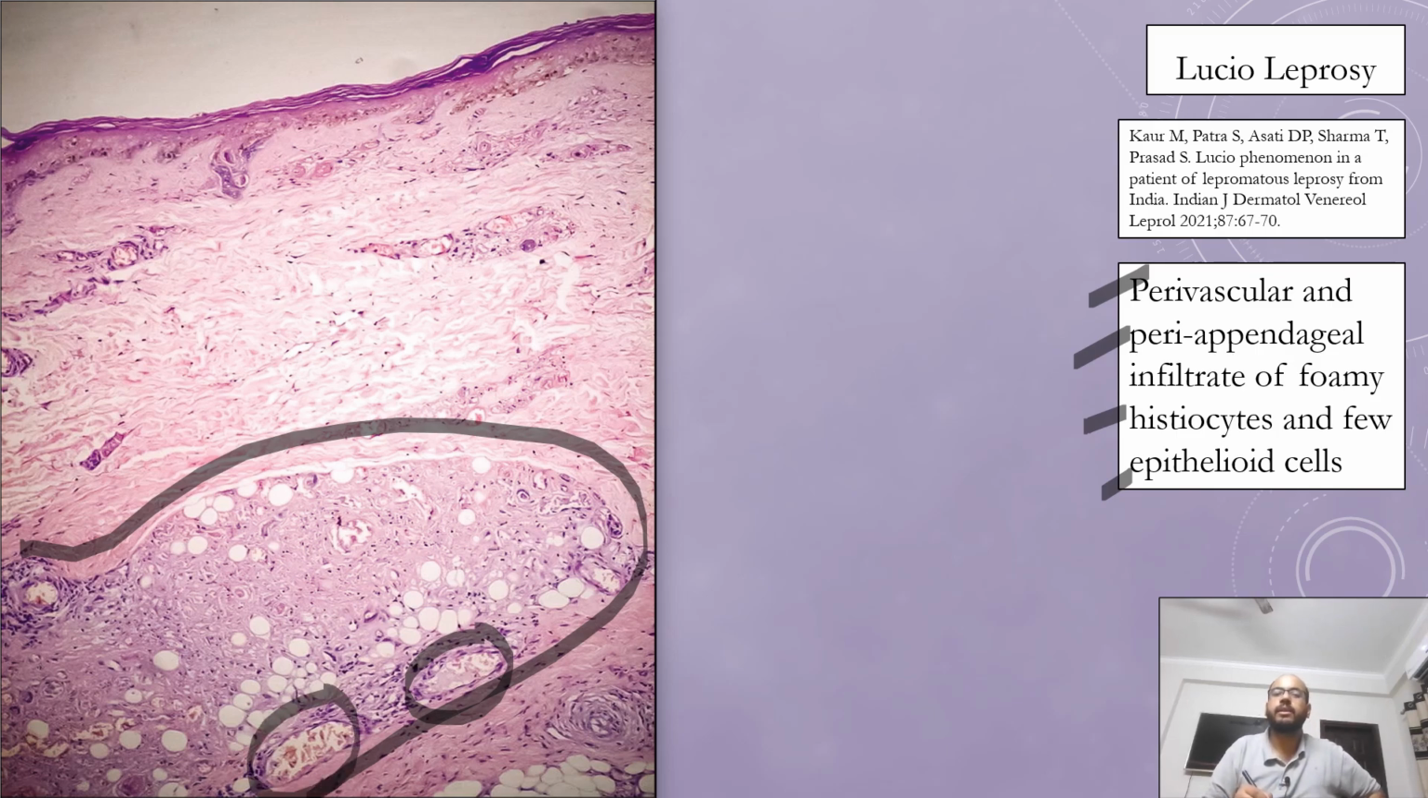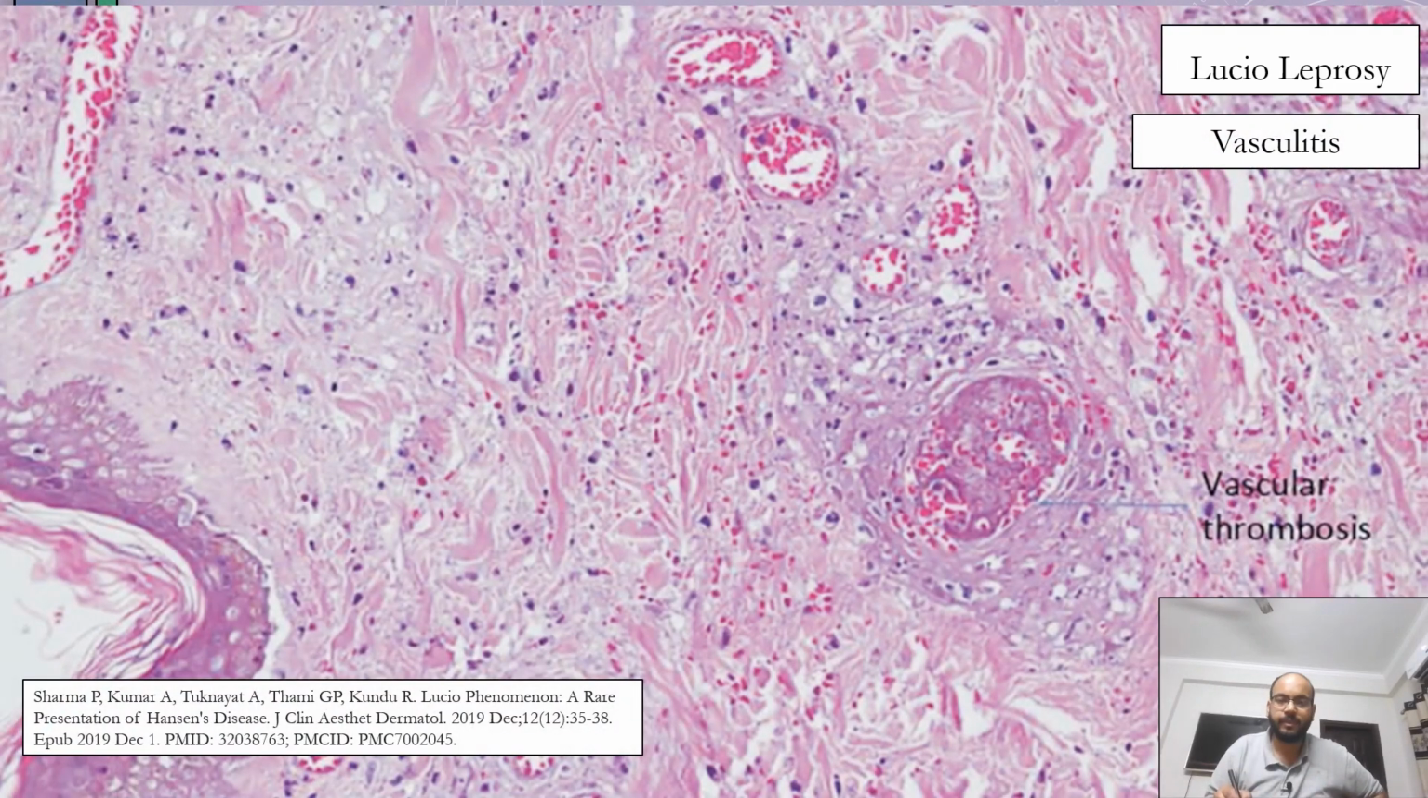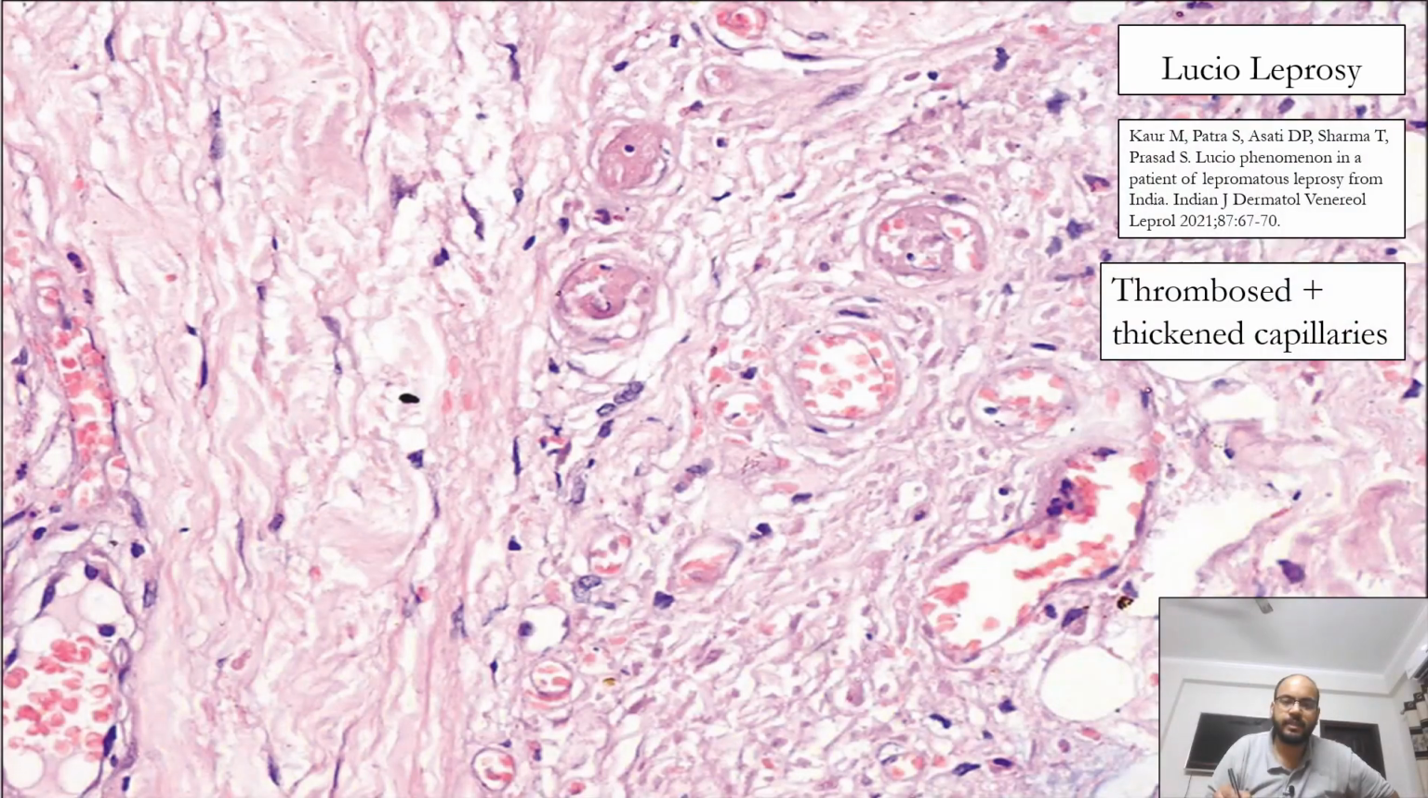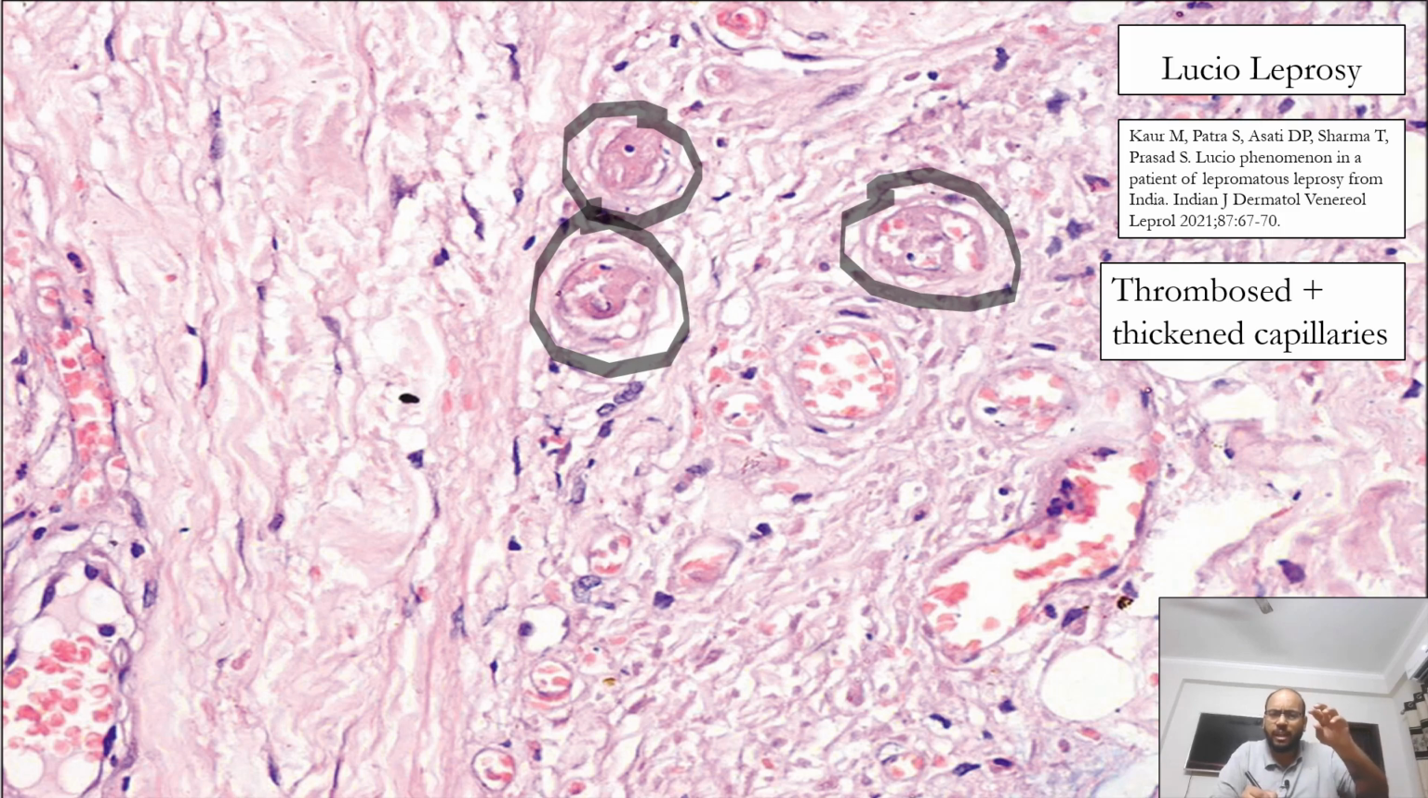Okay, so this is Lucio leprosy. Again, look at this vascular thrombosis. Look, the entire vessel has been blocked by a thrombus. So in Lucio leprosy, you see intense vasculitis leading to flat ulcers clinically. Let's move forward. Again, we can see thrombosed and thickened capillaries and vessels. These are thickened. Can you appreciate that the vessel wall is thickening? Like here it is thickening. Can you see here it is getting thickened, and eventually it will get blocked, and this blockage will lead to ischemia, necrosis, ulceration, Lucio phenomenon. Clear? Let's move forward.